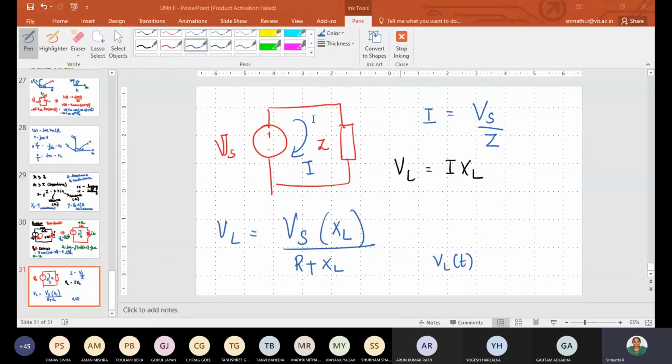Now here you need to use all your polar and rectangular conversions. Division has to be done in polar form. That thing and all you need to follow. That is why we have taken initial classes for converting all that, the basic thing.